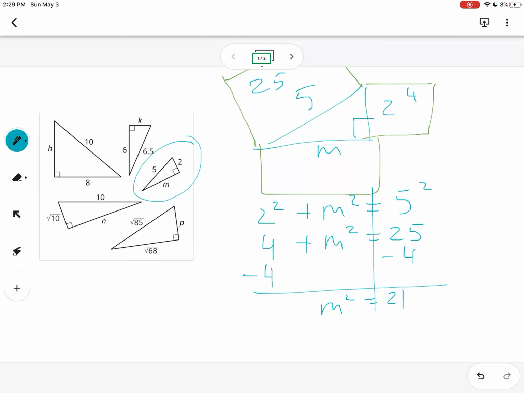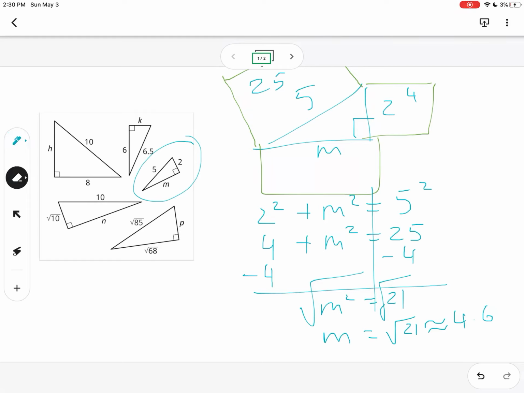Next, how do we get rid of a square? Well, we square root it. That's the opposite function. So we're going to go square root of that side, and we get that m is equal to the square root of 21. You can actually leave it like this, square root of 21, or you can put it in a calculator and get the approximate. I'm just going to plug it into my calculator here. Square root of 21 is equal to about 4.6, if I round it. So that's how a problem like that works.